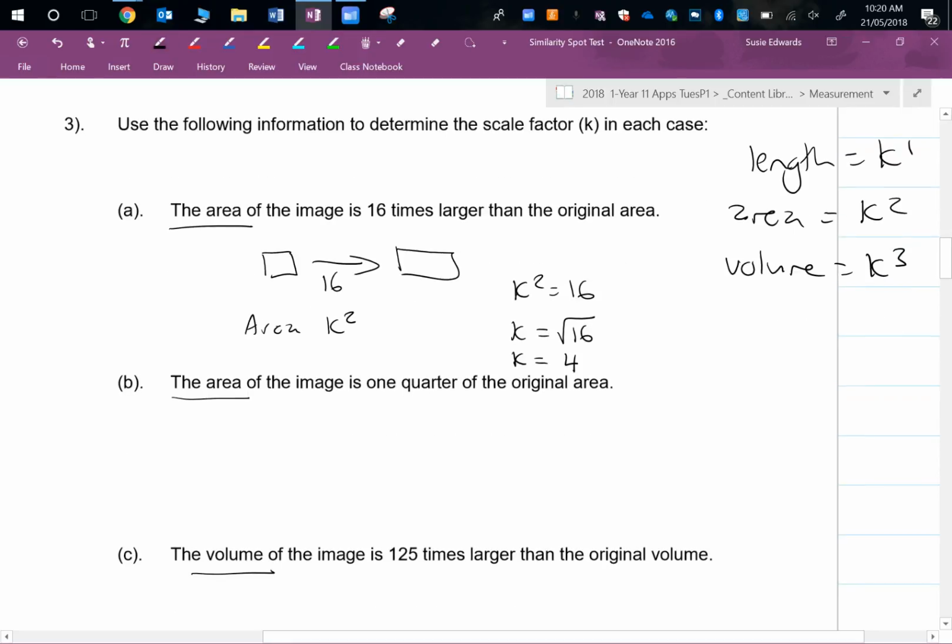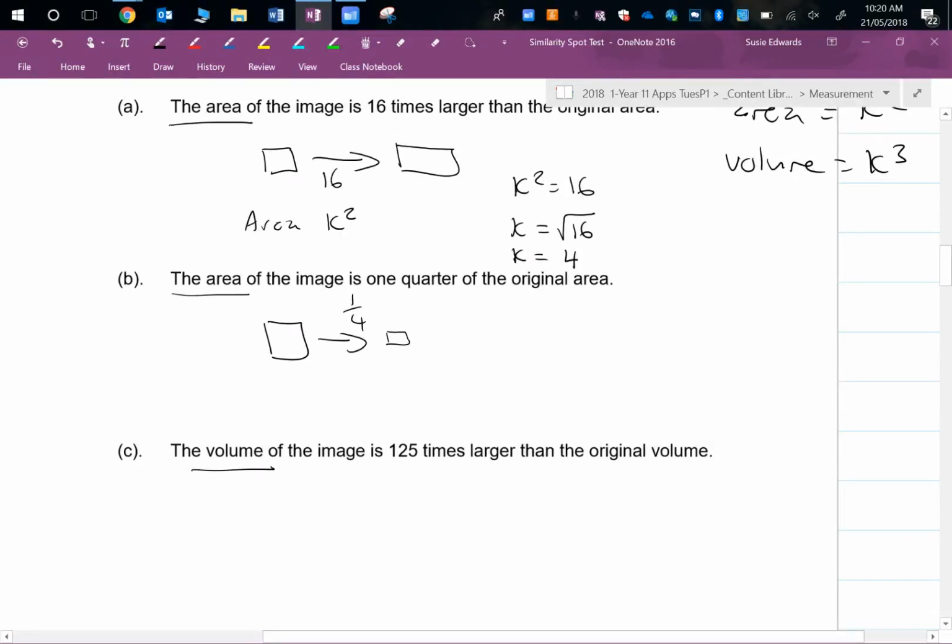Okay, area of the image is 1/4 of the original image. So we've got an image, it's 1/4 of it, so it's going to get smaller. So k squared equals 1/4. Again, this one's the tricky one really. We need to find the square root of 1/4, which is a half times 1/2. So k equals 1/2.